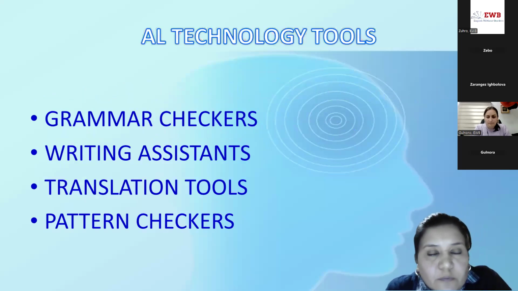Today very popular AI technology tools, which teachers can use for organizing lessons, are grammar checkers, writing assistants, translation tools, and pattern checkers. What do you think? Which one is the best one? And which one do you use more for your lessons? For example, grammar checkers. Can you name some kind of AI technology grammar checker tools? Recently, have you used it for organization of your lesson? ChatGPT.